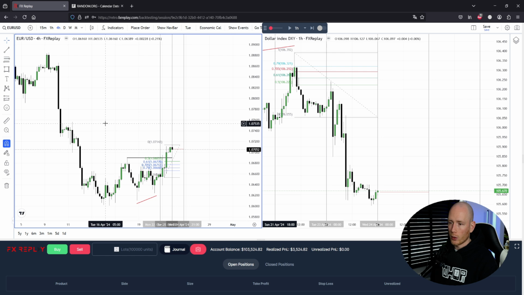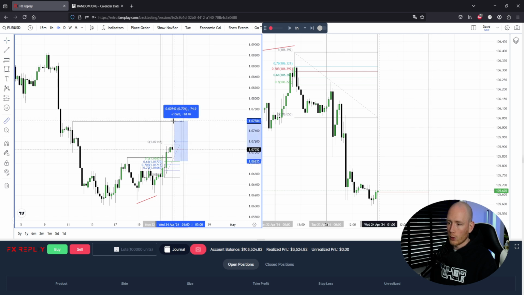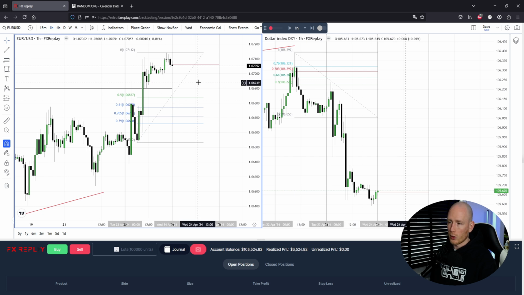Now I need a target. So what am I going to target? I want to target this high up here. Right, so there should be enough room. If we go back to discount, it would be another 75 pip run. If we can have like a 20 pip stop loss, it's another 3R minimum.